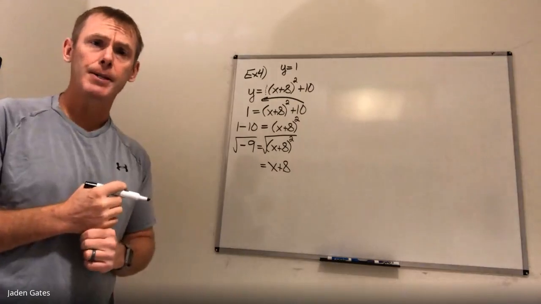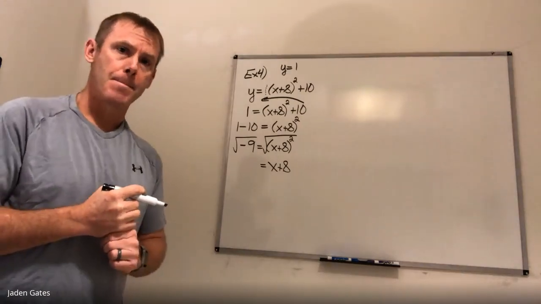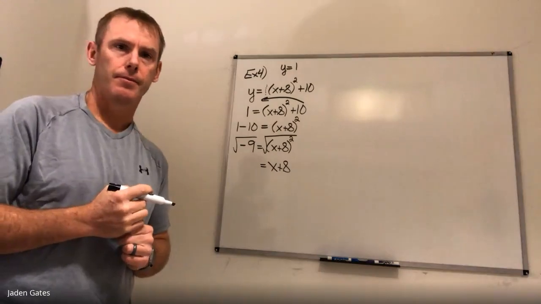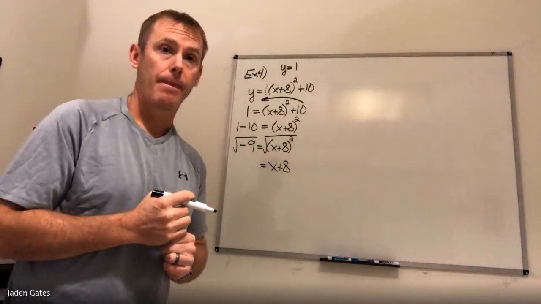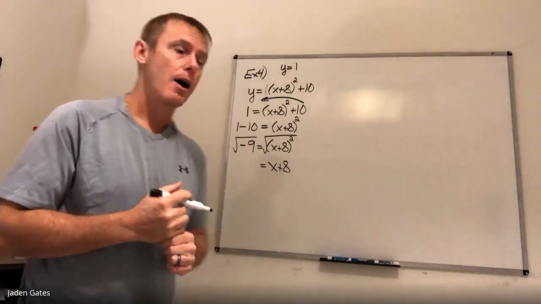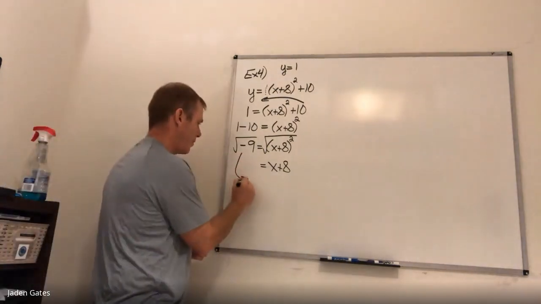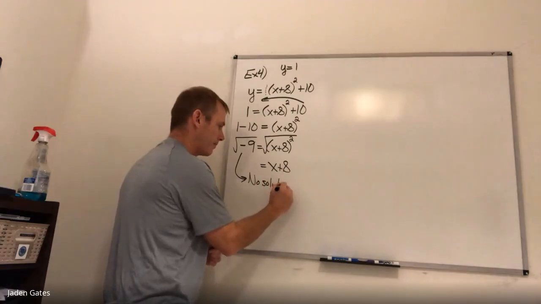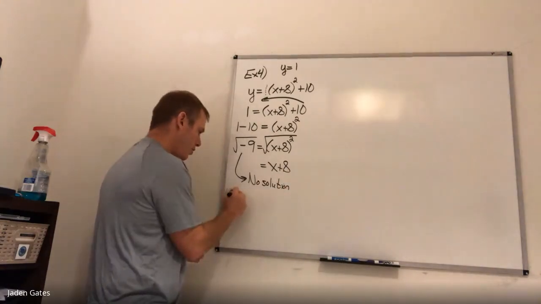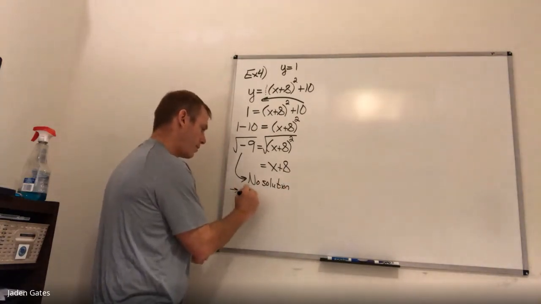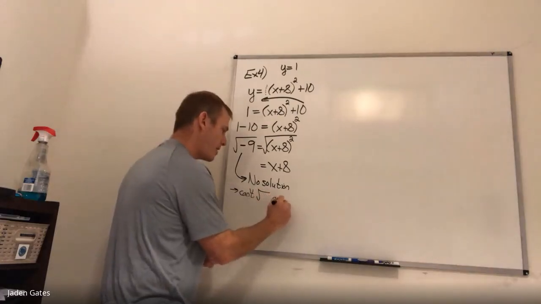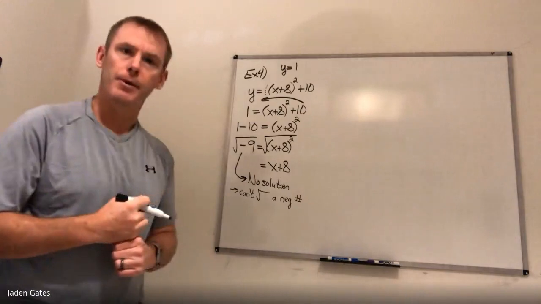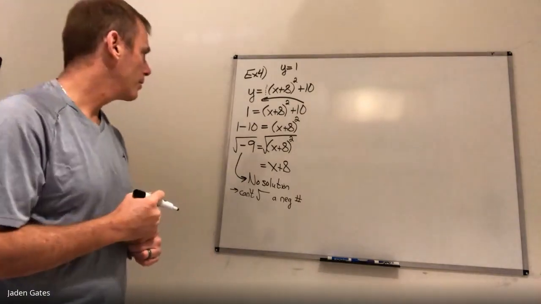Anybody know what I'm going to get? I square root negative 9. Guess what? I ain't getting nothing. There is no solution. You can't square root a negative number. That can't happen. You can't square root a negative number.